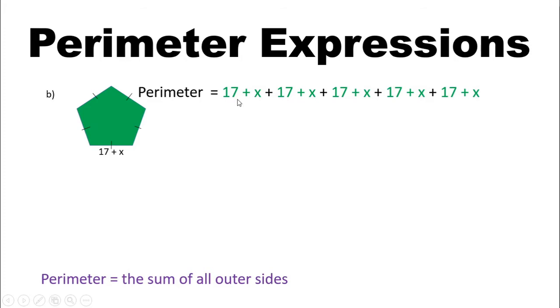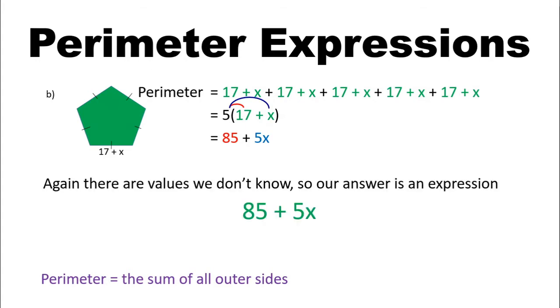All of them are 17 plus x. So it would have been a lot easier for me to write this as 5 times brackets 17 plus x. And that'll be easier for me to simplify as well. I have to remember that the 5 outside the bracket multiplies by each of the terms inside the bracket. So 5 times 17 and 5 times x. 5 times 17 is 85, and 5 times x is 5x. And as these are not like terms, I can't group them together. Once again, there are values that I don't know, so my answer is going to be an expression.